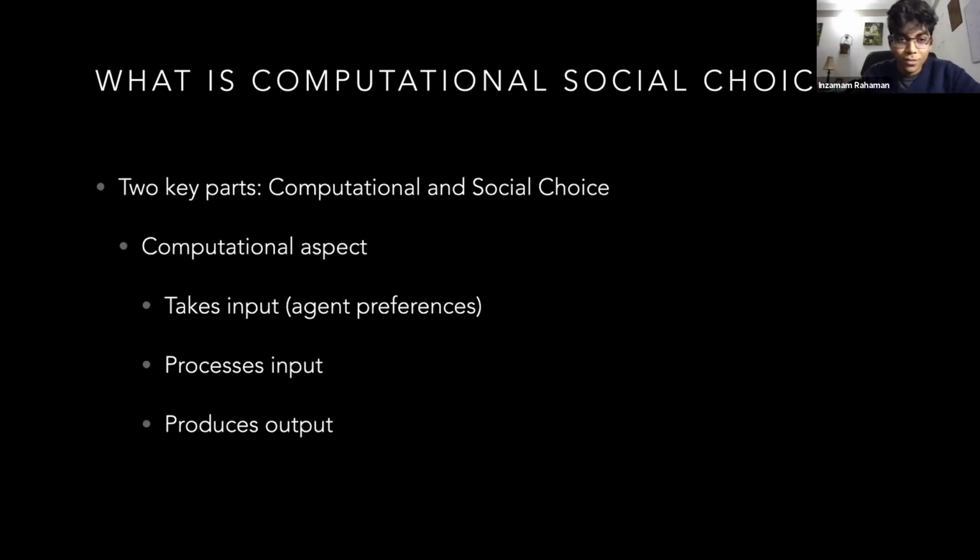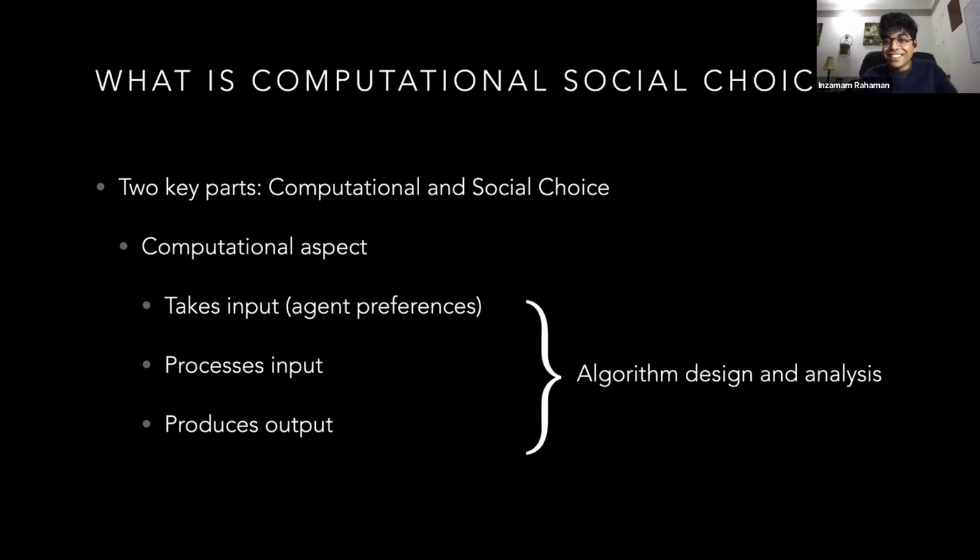Now to the computational aspect. Essentially, in computational social choice, you have to solicit agent preferences. You then have to process that input, and then you produce output. So obviously, this is an algorithm. Essentially, social choice is concerned with developing algorithms, right?